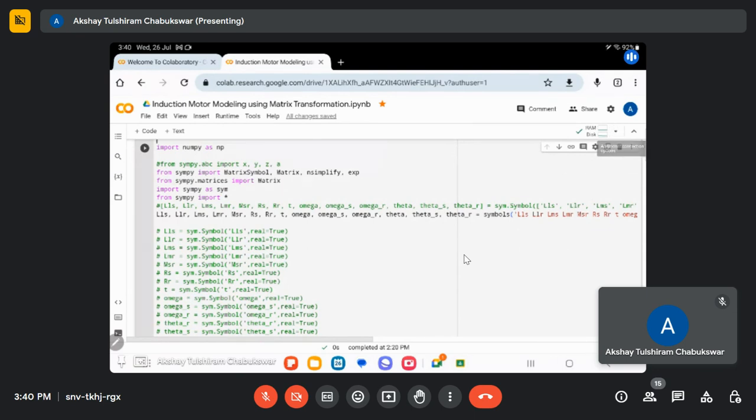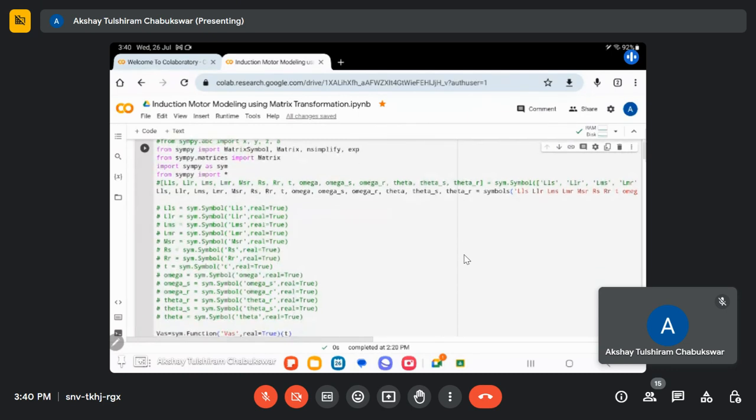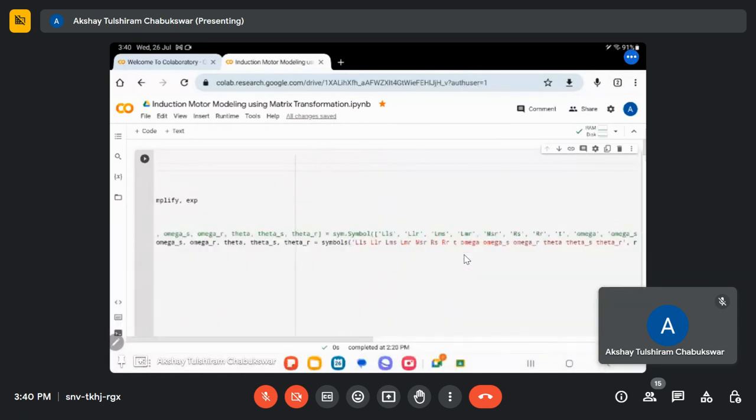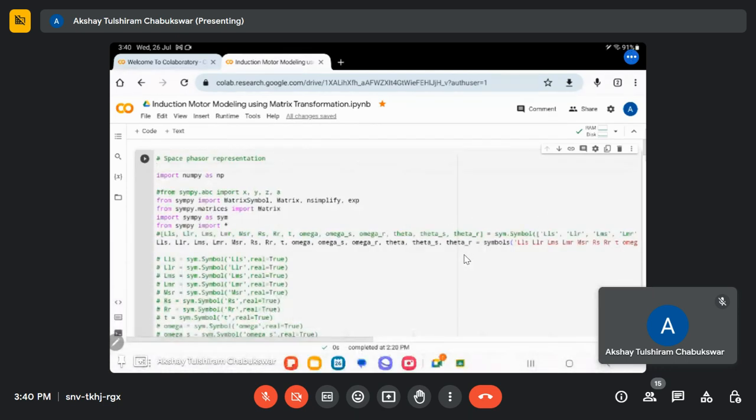So I import all the required libraries, like matrix, symbol, simplify expression, and sympy. From the sympy library, you import all the symbols. Then, as I told you, you have to mention some symbols. Here I have written LLS, LLR, LMS, LMR, MSR, RS, RR, T because time, omega, omega S, omega R, theta, theta S, theta R. I have mentioned that all are symbols, and those are real values, so real equals True.